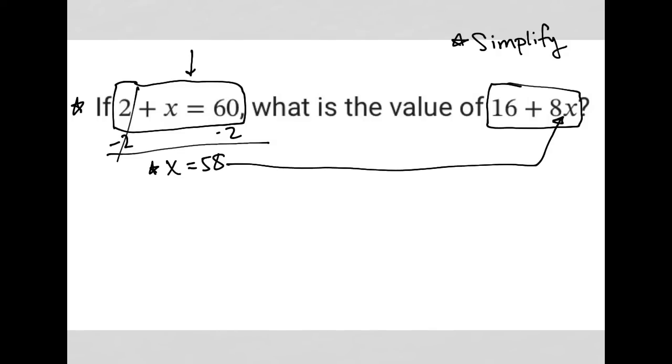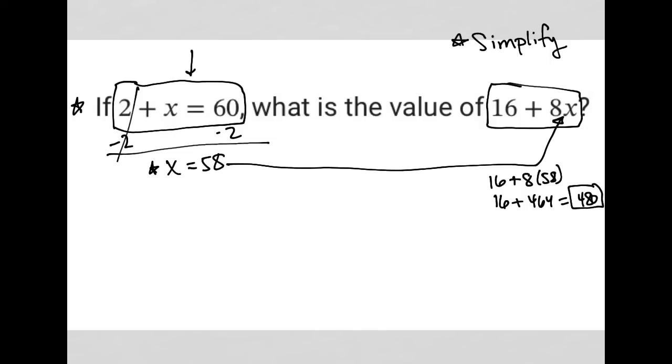Now that you know that x is 58, you take that 58 over here to your expression. You substitute out that x over here, causing this to be 16 plus 8 times 58. You can then go to your calculator and see what exactly is 8 times 58. I'm getting 464, so this becomes 16 plus 464, which is equal to 480, and that would be your correct answer.